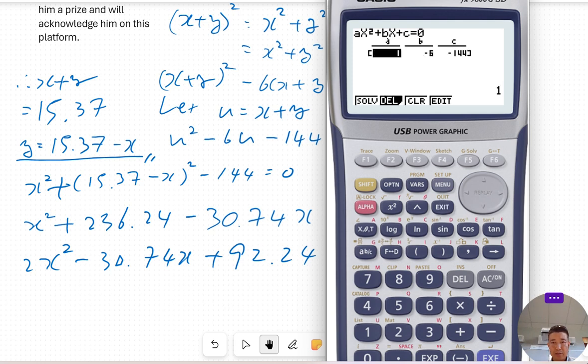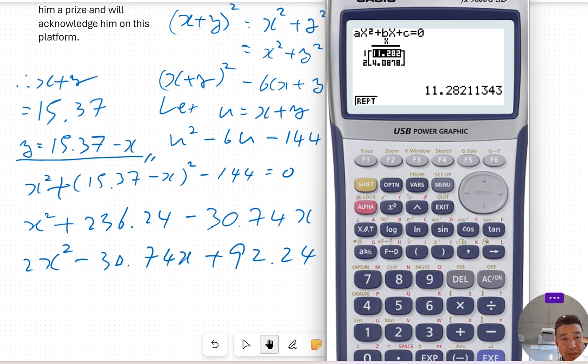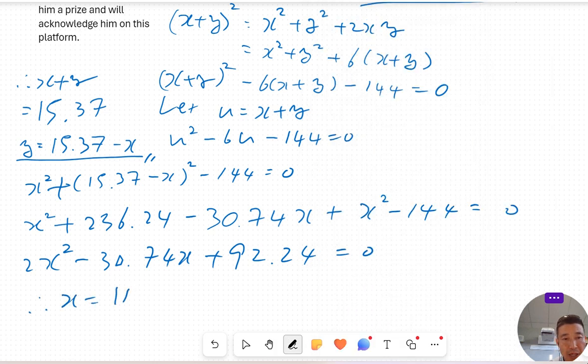So A is 2, B is minus 30.74, and C is 92.24, and solve. Right. So I've got two answers. One is 11.282. I believe that is x, the longer side, right? 4.0809 must be y, the shorter side. Hence, I have to say x equals 11.28. Double check. Yeah, 11.28 meters.